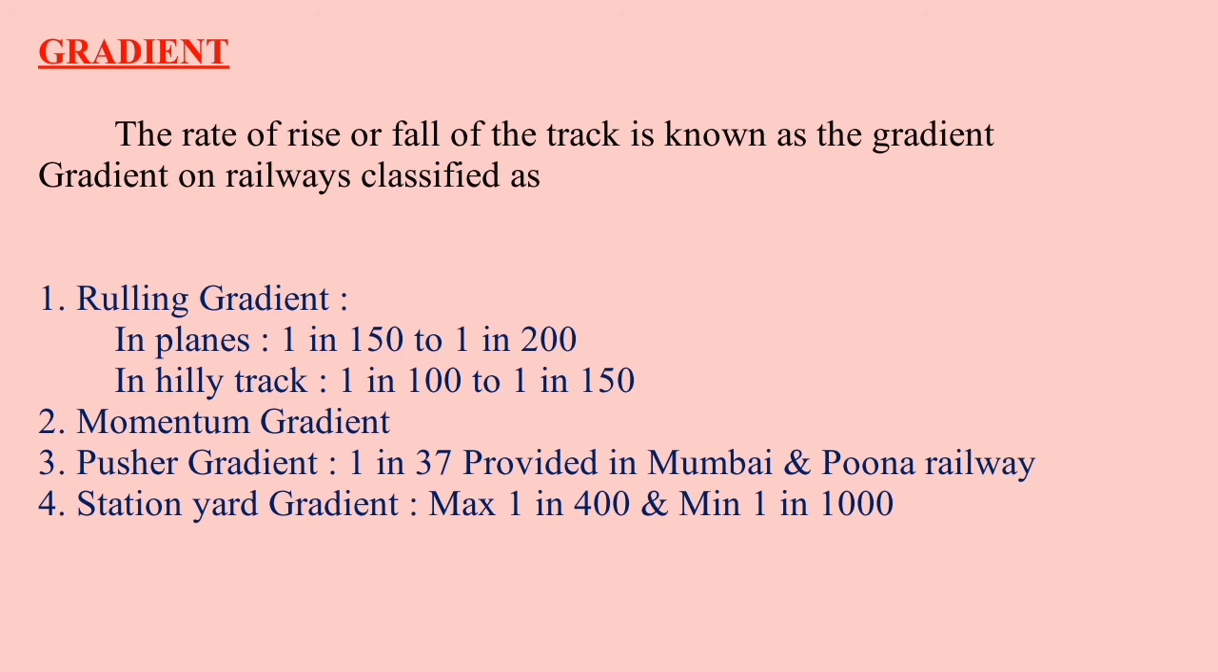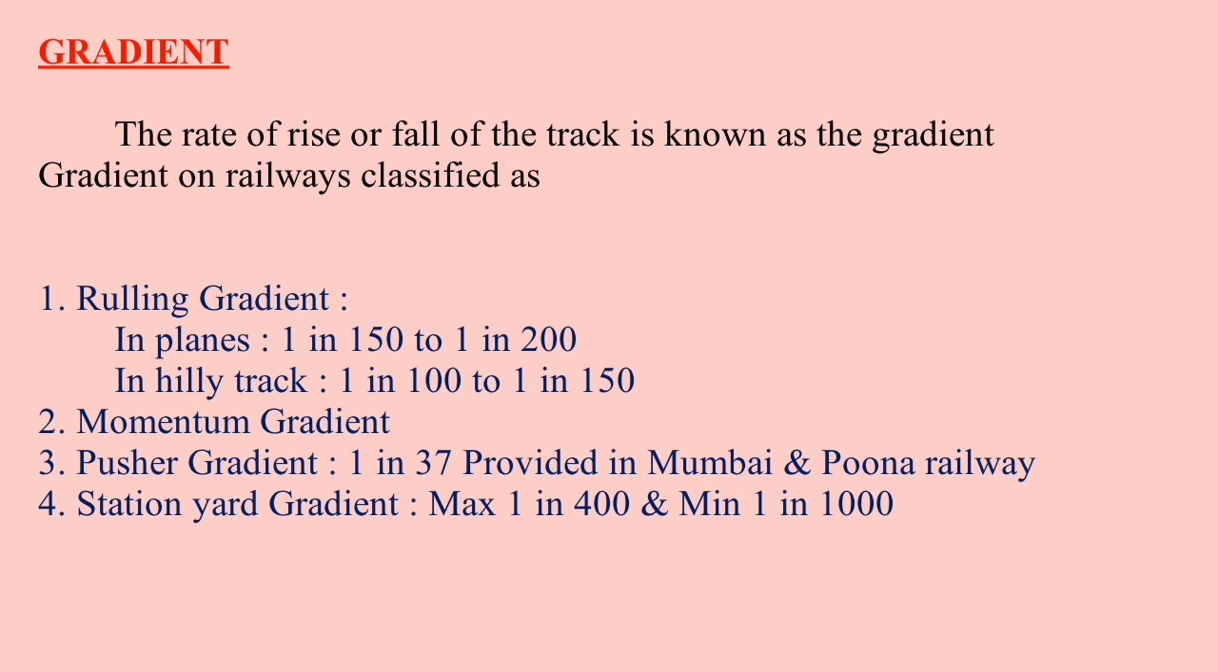Now, momentum gradient. A falling gradient is usually followed by a rising gradient. On falling gradients, trains get momentum, and this momentum can be utilized for the rising gradient. The gradient that utilizes the momentum from a falling gradient for the following rising gradient is known as a momentum gradient. Pusher or helper gradient. The gradients that require an extra engine to push the trains are known as pusher gradients.